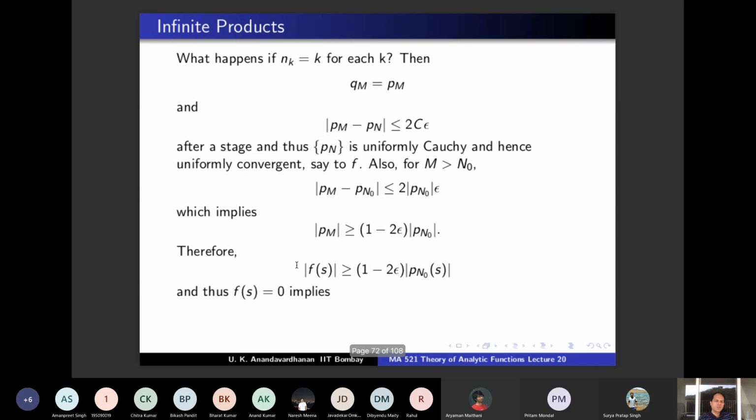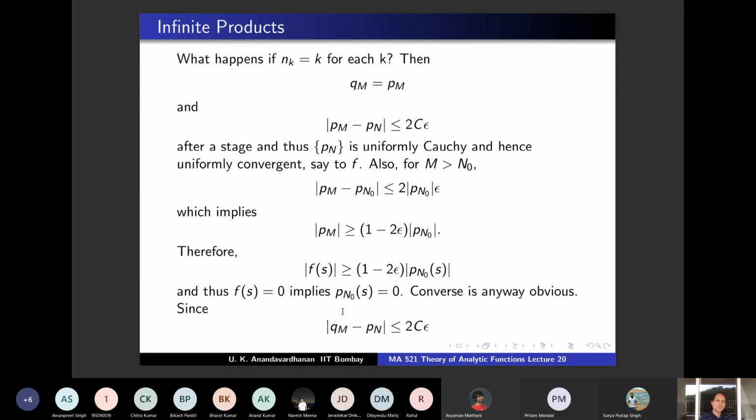So this shows that if F(s) is 0, then Pn naught of s is 0, which shows that one of the Un is minus 1. The other way is obvious. If one of the Un is minus 1, then beyond that stage, all the partial products are 0, and therefore the limit is 0. So the converse is obvious. So we have proved that part. And what about the rearrangement? For rearrangement, we have already seen that Qm minus Pn is less than or equal to 2C epsilon.